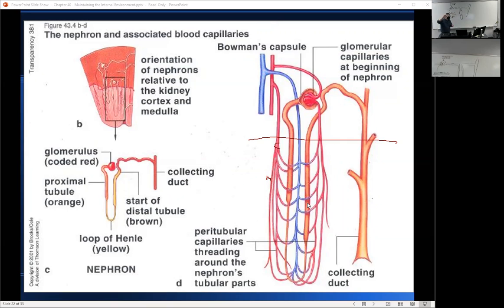So again, the division between the cortex and the medulla is kind of arbitrary. I'm going to approximate right about here. Okay, so everything above the red dotted line is the cortex of the kidney. Everything below is the medulla. This section that connects to the Bowman's capsule, that's in the cortex of the kidney, is called the proximal tubule.